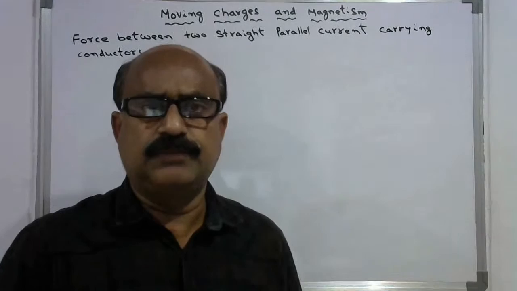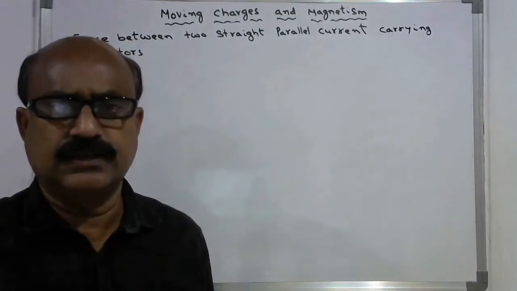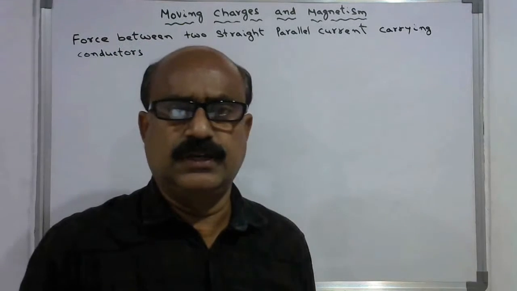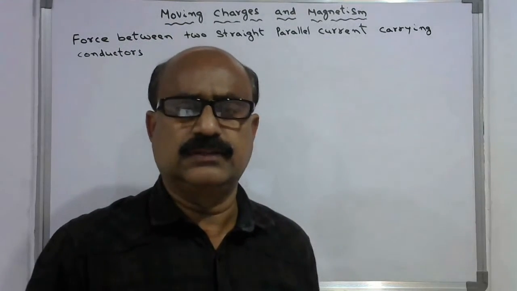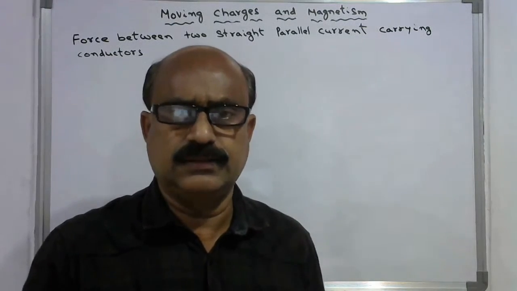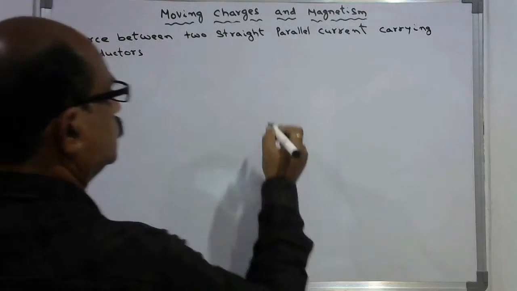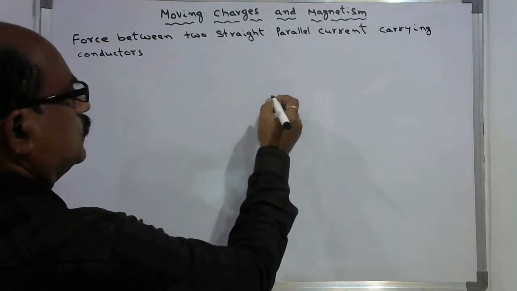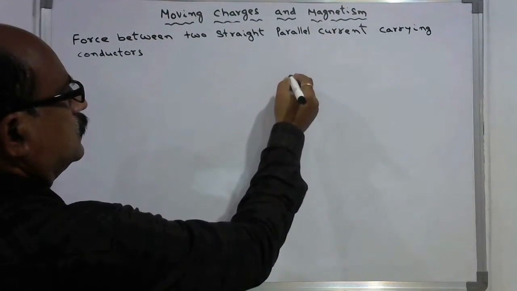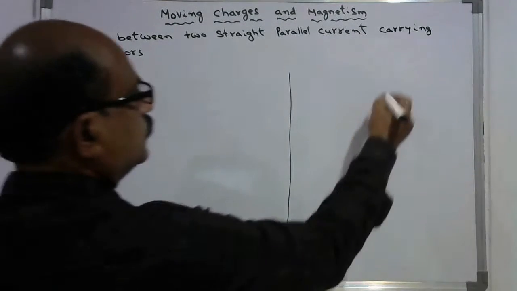Now let us observe the force between two straight parallel current carrying conductors. What is the force per unit length between the two conductors carrying current? Suppose you consider, let us consider two conductors. This is one conductor, this is another conductor.